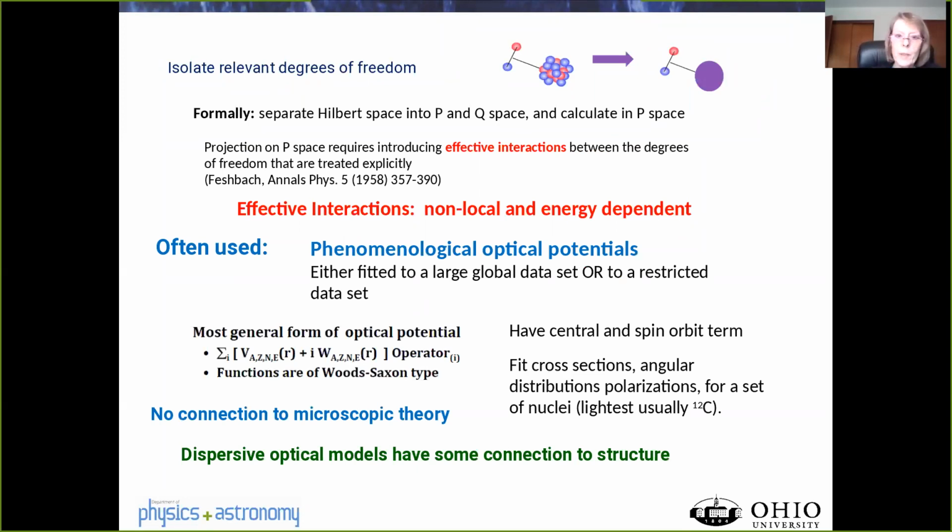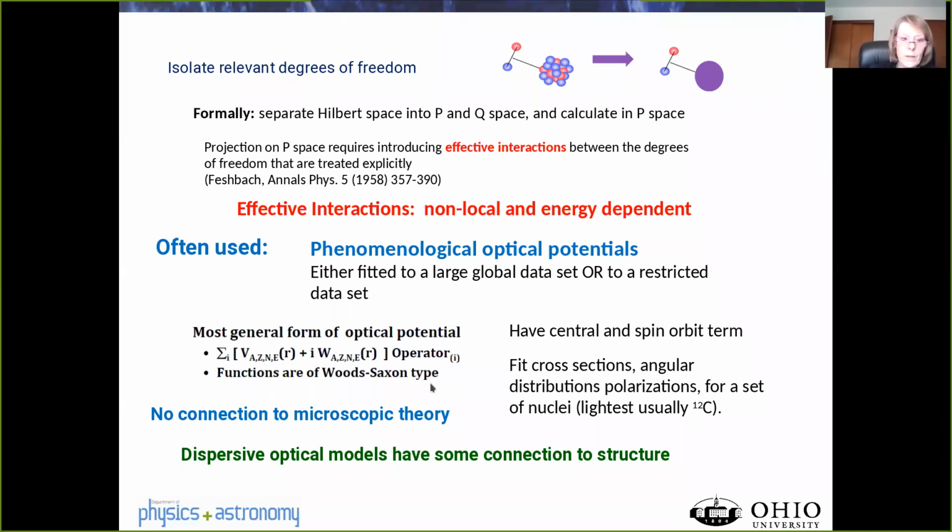Namely, phenomenological optical potentials are energy dependent. They're either fitted to a global data set or a restricted data set. Most generally, they have the form of a Woods-Saxon. It's a function V of R, and an imaginary part, and operators dealing with that. Basically, since they are only functions of R, they're always local. They have a central and spin-orbit term. They're fit to cross sections, angular distributions, polarizations. And usually, the lightest nucleus in this fitting is carbon-12, and they're doing very well. They go up to lead and beyond.